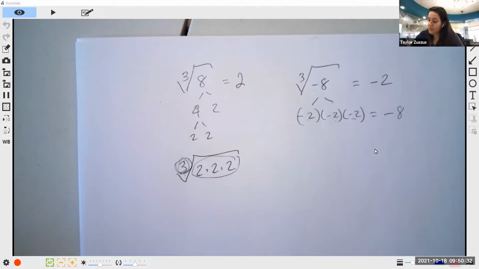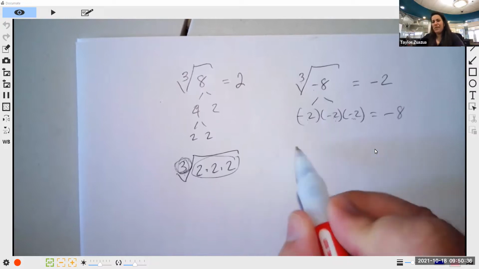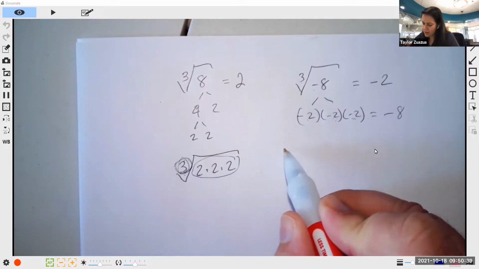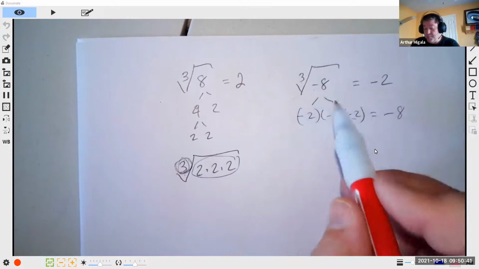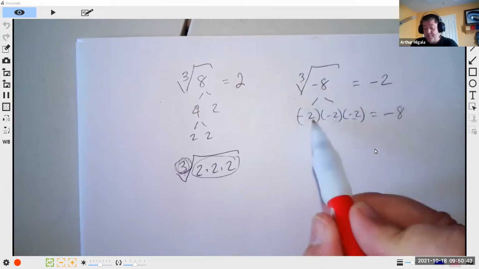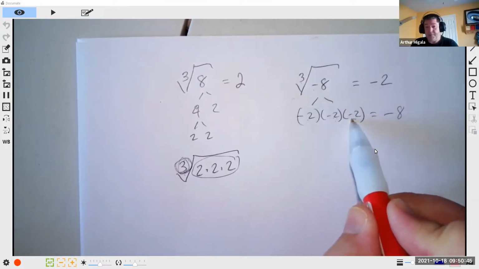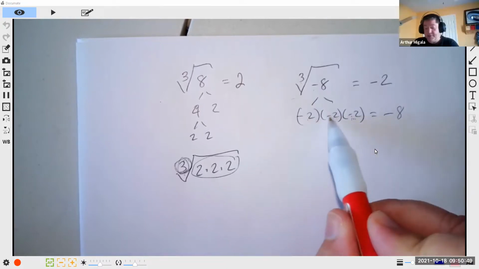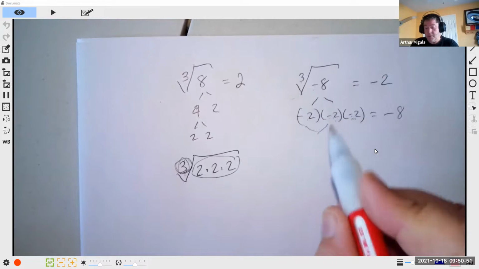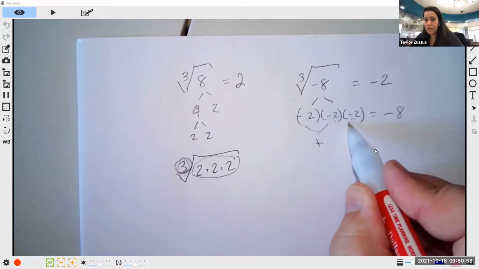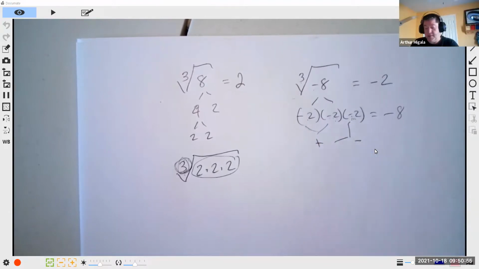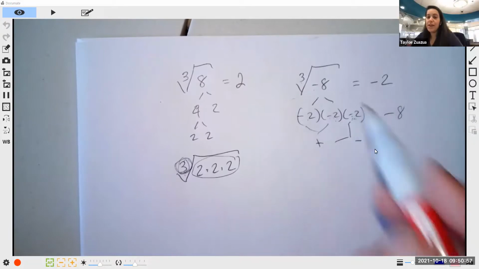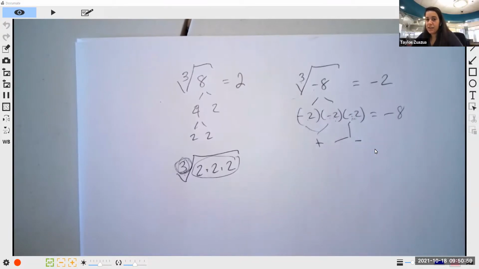It's negative 2. Oh, yeah. Wait, it's negative 2. That's the answer, because if you have an odd root, that means you have an odd set of numbers, and they all have to be the same. A negative times a negative is a positive. A positive times a negative is a negative. So, got it. Okay, and that's why it only works on odd numbers.